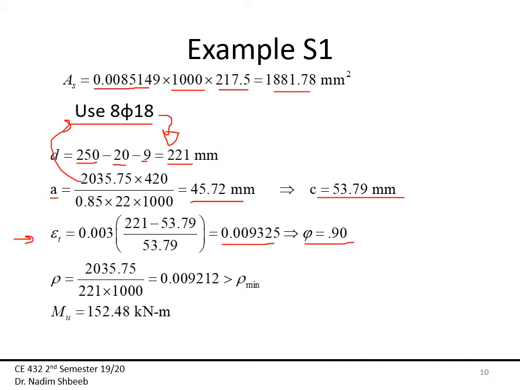Now I have to check if my rho is adequate or not. I'm using this area of steel of phi 18 divided by D times B, it's larger than rho minimum, then okay. And the maximum moment this provides is 152.48. It's a little bit more than needed, but let's move on and continue.